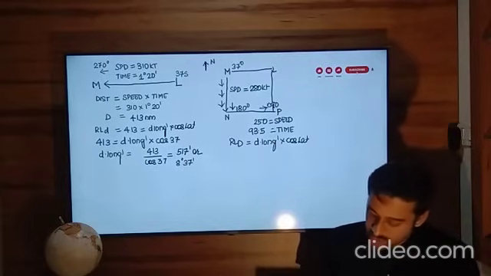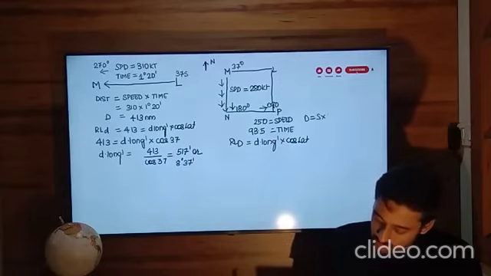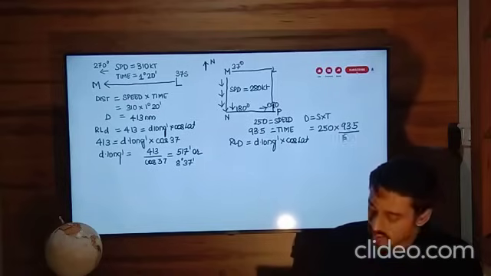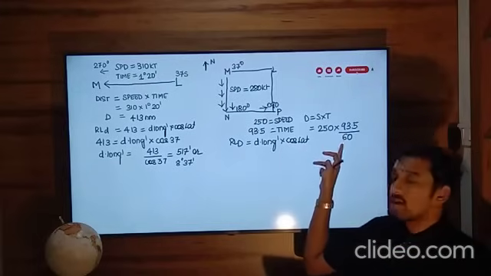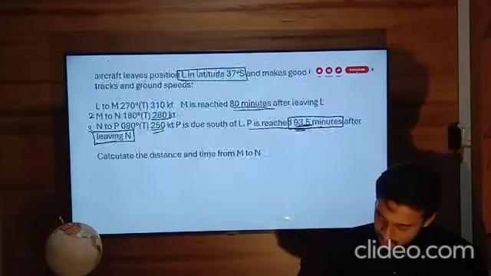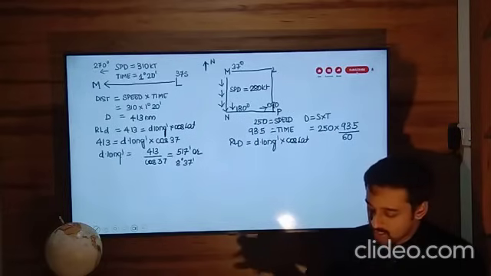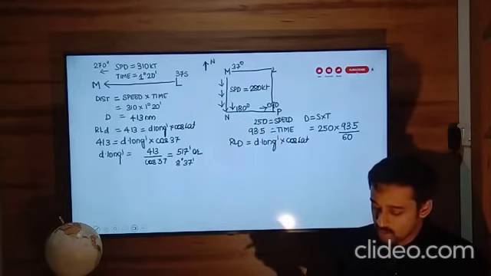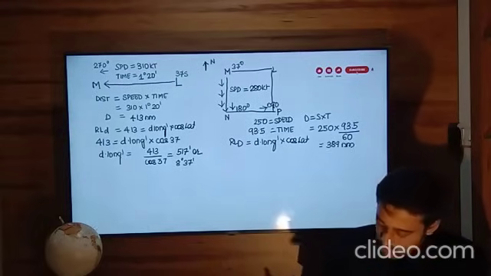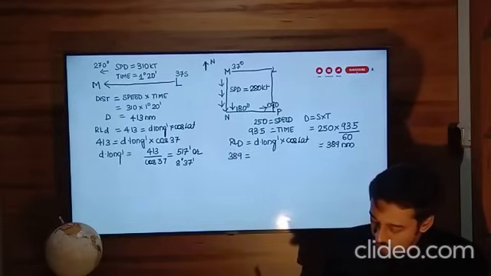So distance here will be speed into time, which is 250 into 93.5 minutes divided by 60. Convert that minutes into corresponding hours. So 93.5 divided by 60 is 1 hour 33 minutes. So 1 hour 33 minutes into 250 will be equal to 389 nautical miles. So 389 equals D long into cos of latitude.